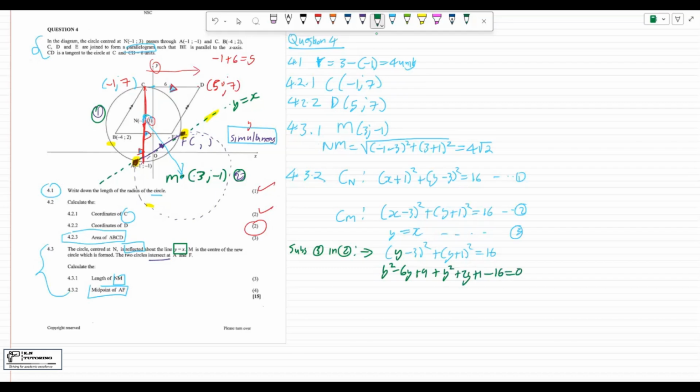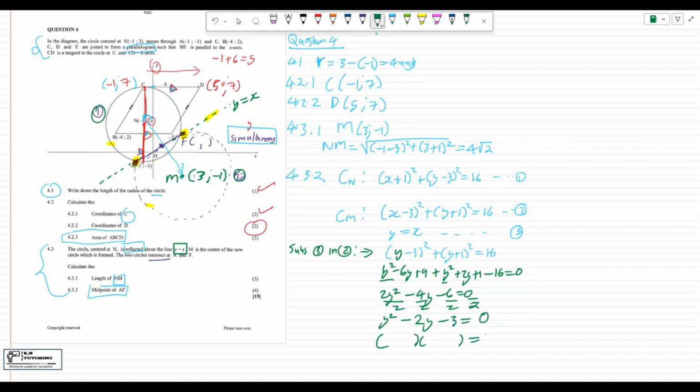y squared plus y squared is going to give me 2y squared, and then I'm done. Minus 6y plus 2y is going to give me minus 4y. And then 9 plus 1, that's 10. 10 minus 16 is going to give me negative 6 equals 0. Divide throughout by 2. This is going to give me y squared minus 2y minus 3 equals 0.